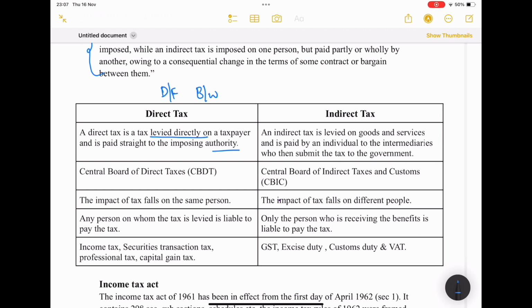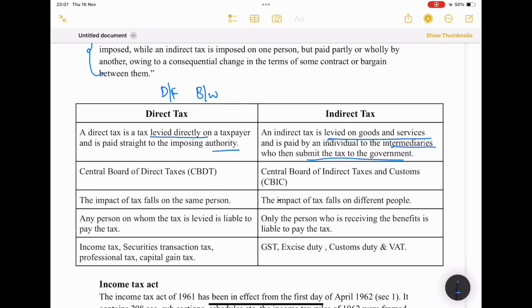The person who has earned or who is liable to pay the taxes will definitely be under the direct taxes. Indirect tax is levied on goods and services, as I said, and is paid by the individual to the intermediaries who then submit the tax to the government. As I gave the example, I will collect GST from the final consumer and I will pay it to the government. Understood? I sold goods to so and so person. For example, 500 rupees is the GST.